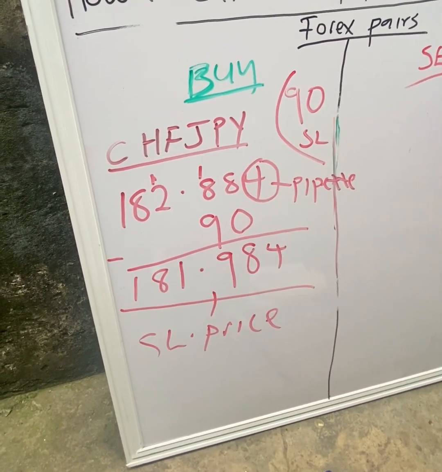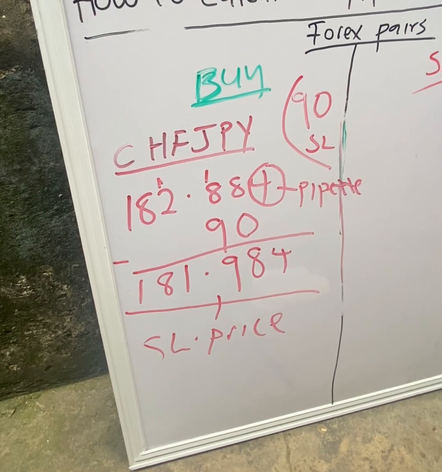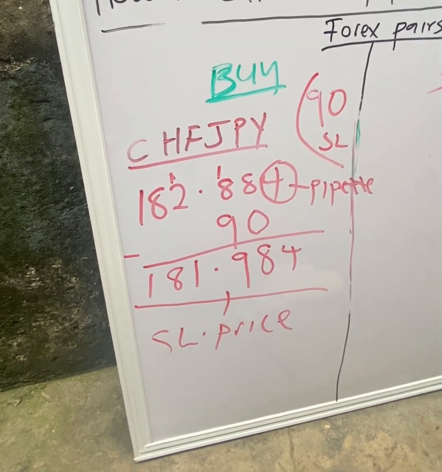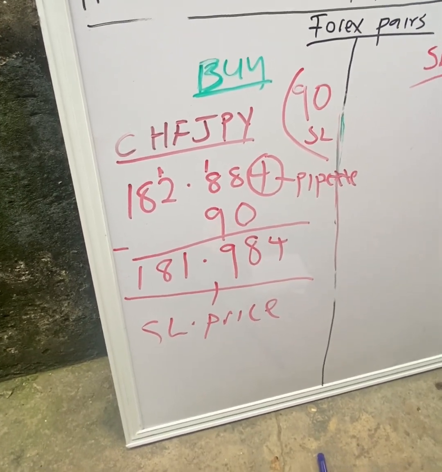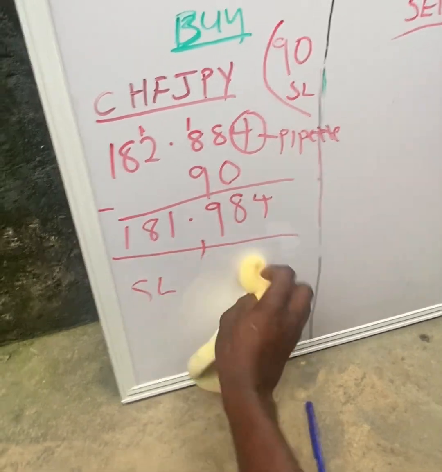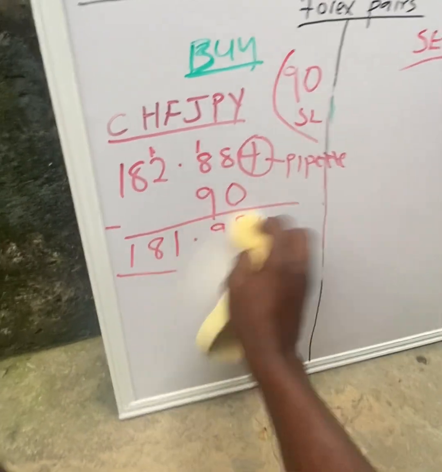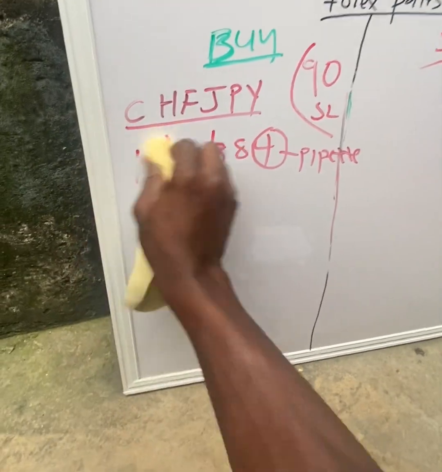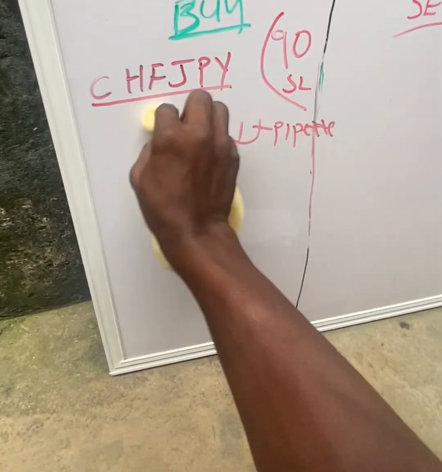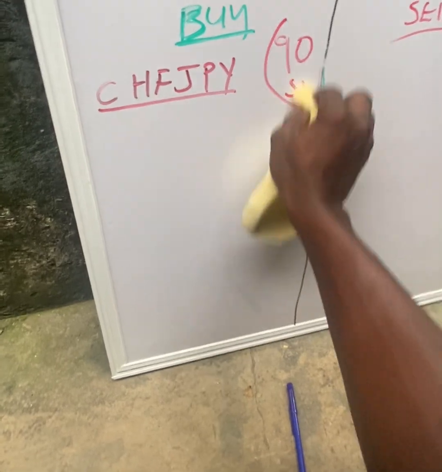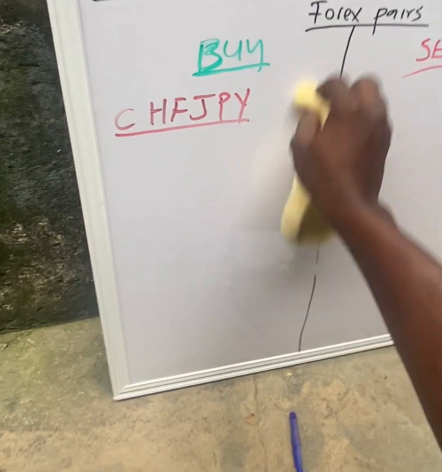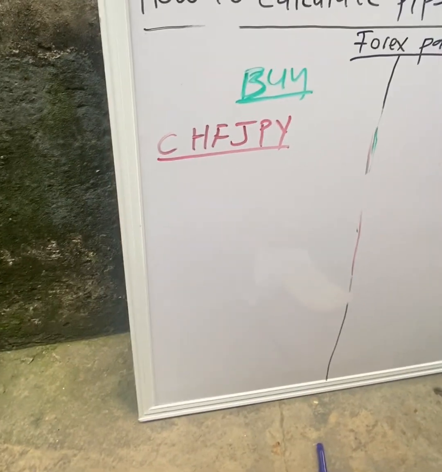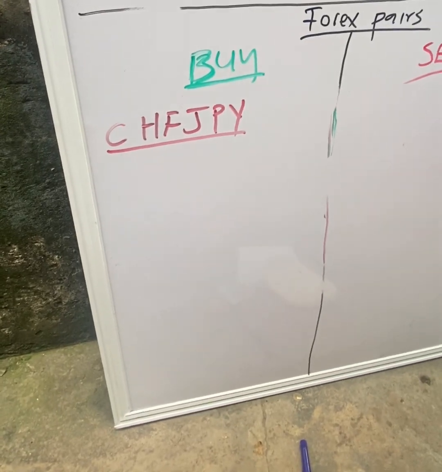This is the stop loss price. So let's assume we have 150 pips stop loss. How do we go about a 150 pips stop loss? It's still the same process. You just have to be very careful and pay attention to this.